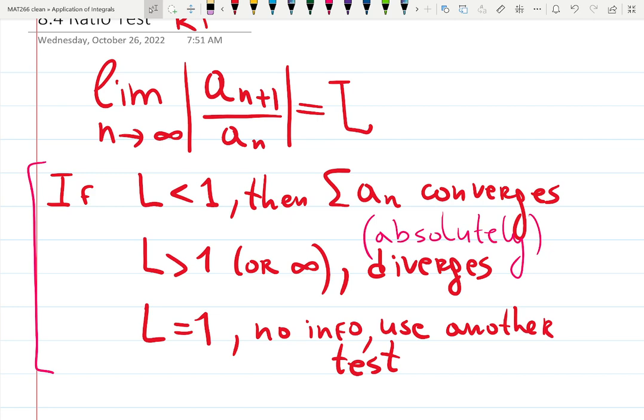So, okay, let's summarize. This is a ratio, a sub n plus 1 over a sub n. It's a ratio. That's what it's called, the ratio test. If the ratio is a fraction, what kind of fraction? The good one, 3/4, 1/3, converges. If it's greater than 1, then the ratio gets bigger and bigger, diverges. If it's 1, we don't know, use another test. Example.